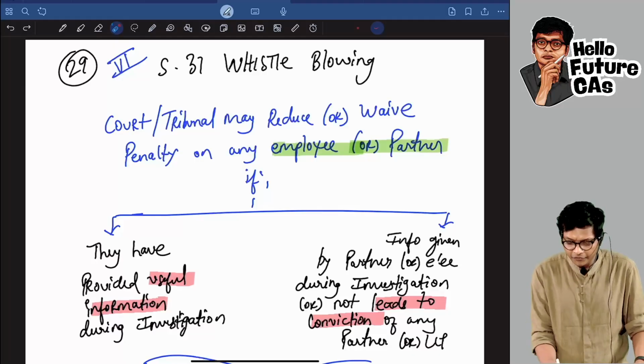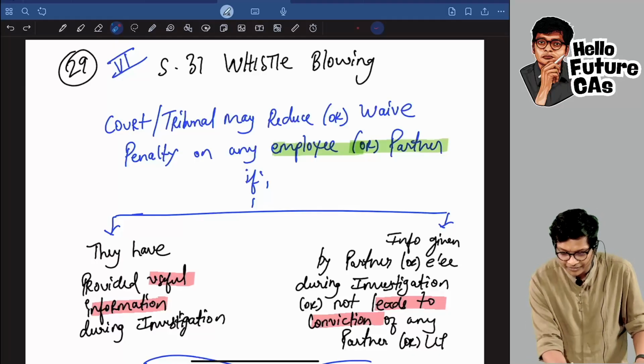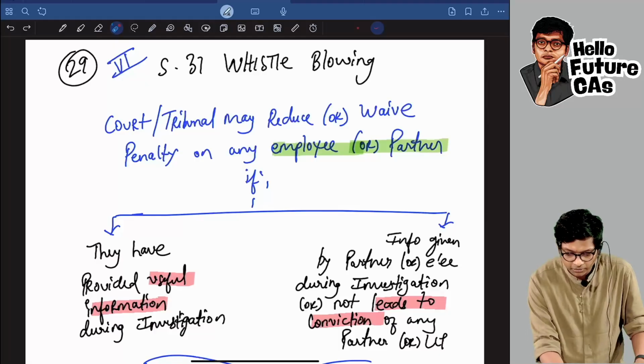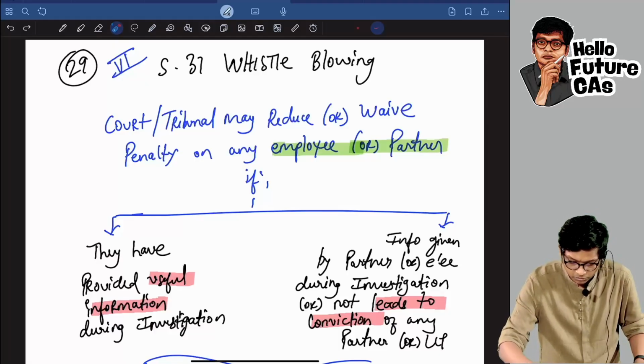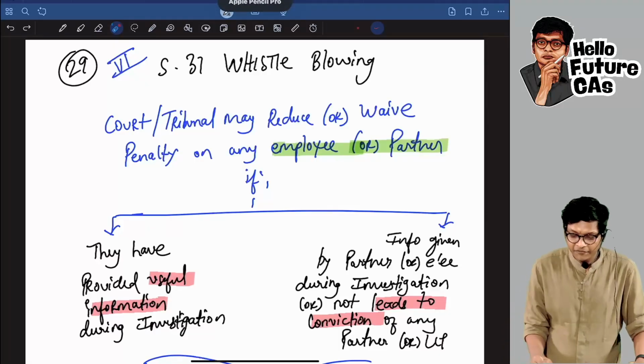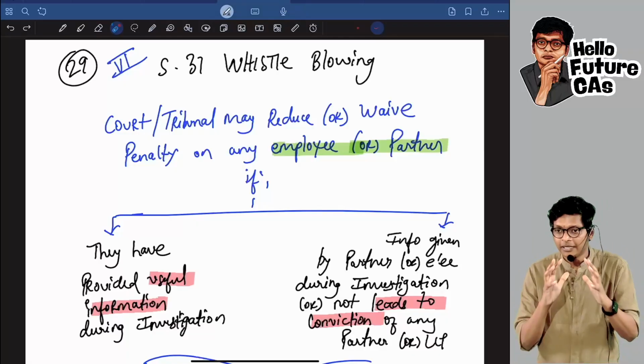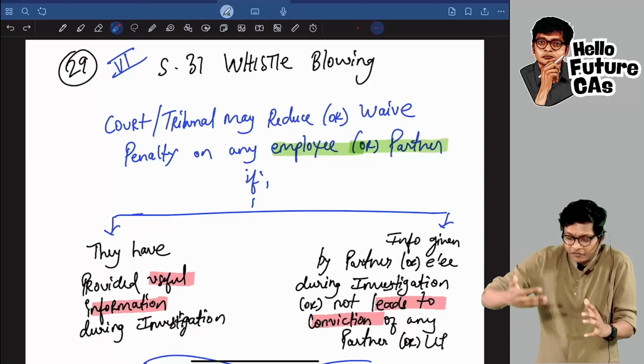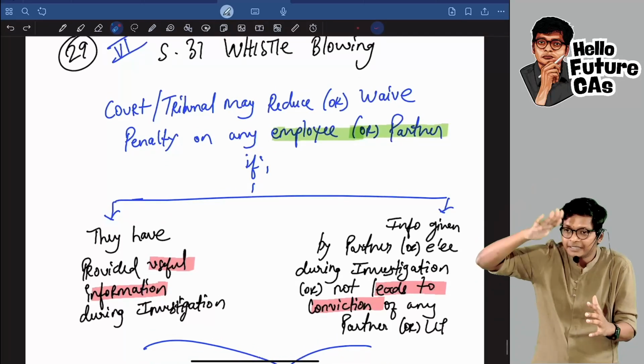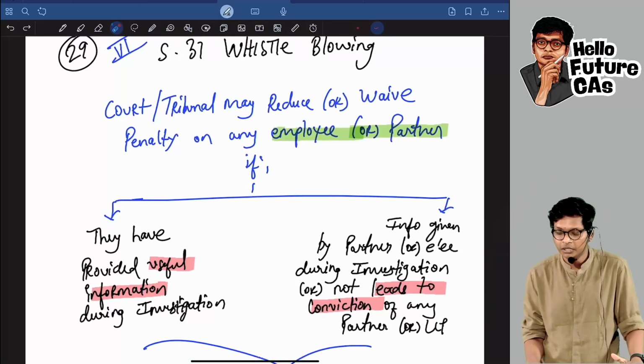See, very simple. This is two things. If Vishnupriya herself gives information, her penalty will be waived. Are you following? Clear, guys?